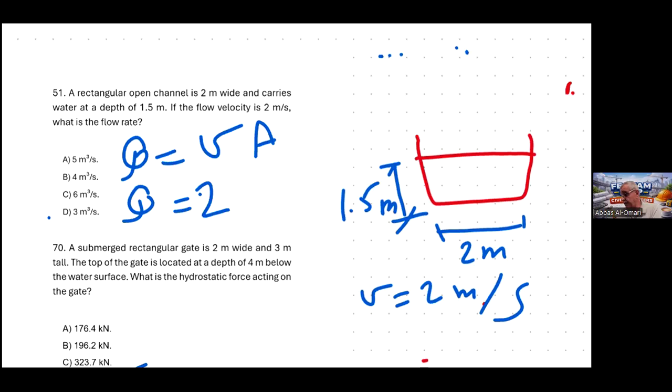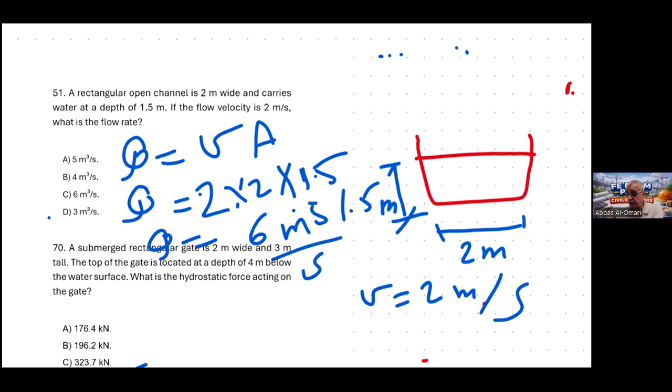So we have 2 meters per second, and the area is 2 by 1.5, and that gives us Q equals 6 meter cube per second. So that's all. That's it. So Q equals 6 meter cube per second. So the correct answer is C.